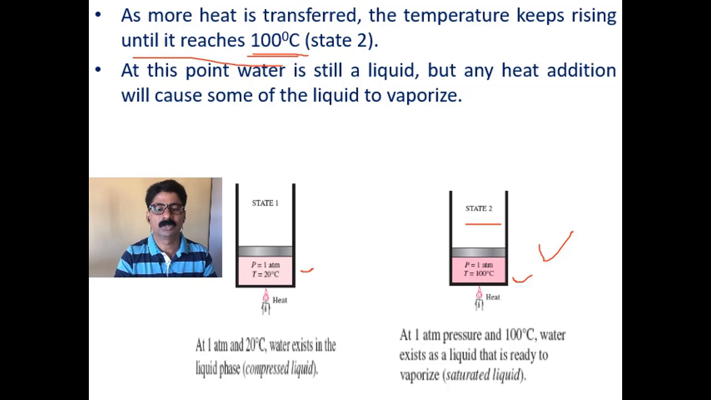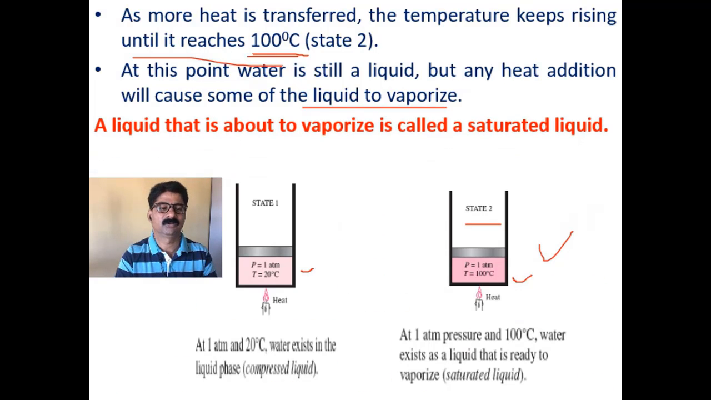So when the water just reaches 100 degrees Celsius, till then we call it compressed liquid. But when it touches 100 and there is any further addition of heat, the liquid starts to vaporize. Then it is called the saturated liquid. So a liquid that is about to vaporize is called saturated liquid. I hope it is very clear now the difference between the compressed liquid and the saturated liquid.